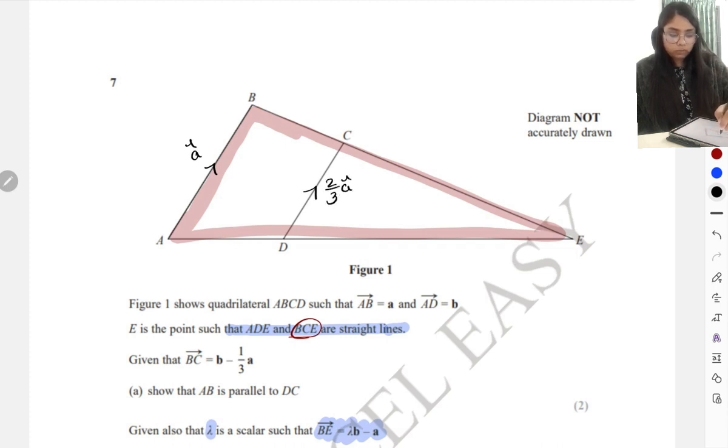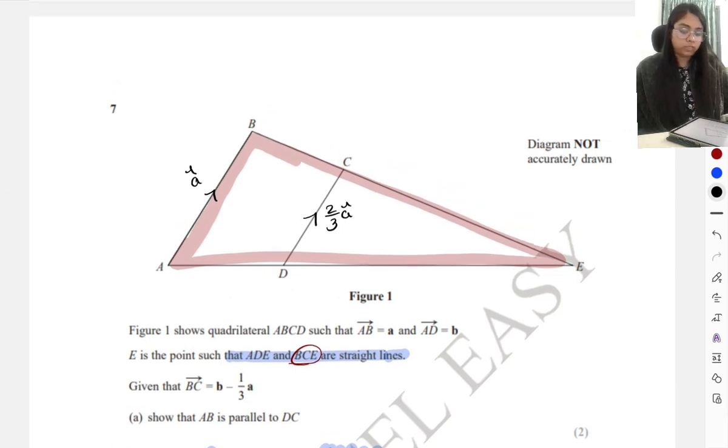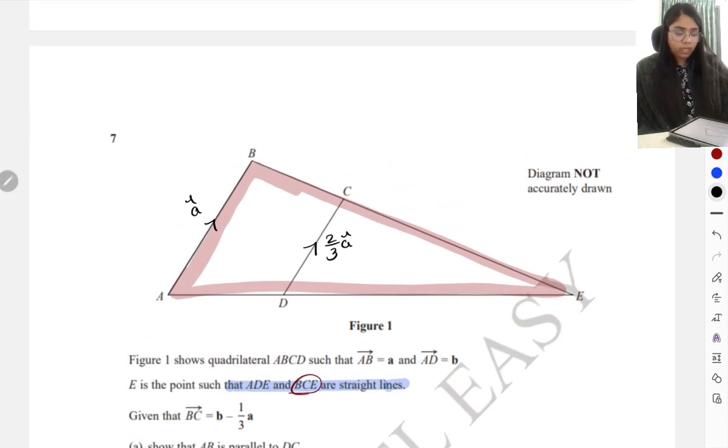That means obviously the ratio was 2 by 3, or 2 is to 3. I can use similarity over here. For similarity, I always try to use the triangle whose area I'm trying to find out, and I'll always put that at the numerator, right? That is the formula for similarities. So we can write triangle DCE over triangle ABE is equal to DC over AB, right?